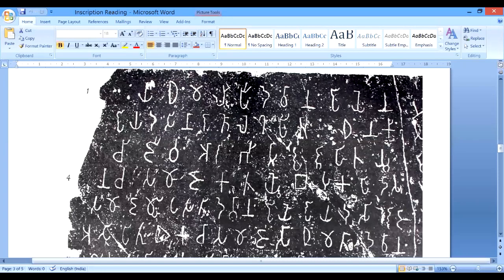Then come to the next word, that is devanam. Takara, ekara, vakara, and akara, nakara, anuswara. So very clearly you can see devanam. Then priyo, piya, piyo or priyo.